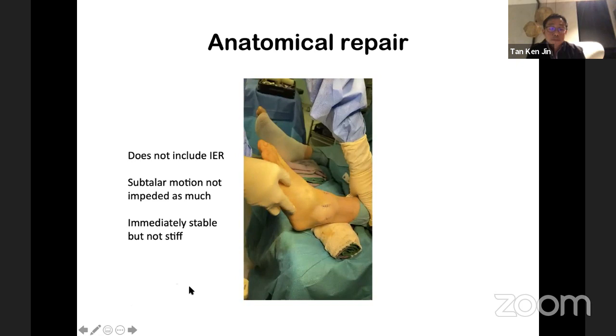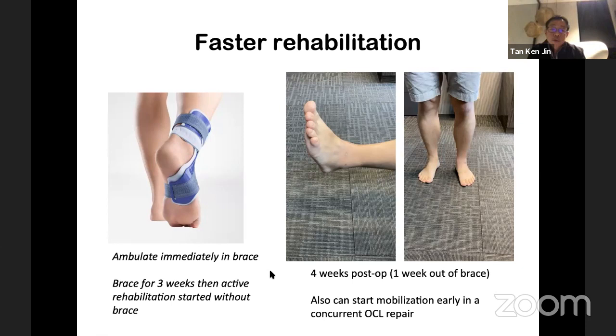So these patients, I'm quite aggressive with their rehabilitation. I allow them to ambulate full weight bearing as tolerated in a brace. So I put this brace on immediately after the repair in the operating room, and they are allowed to weight bear on this brace immediately. They use the brace for 3 weeks, and the sutures are removed around 3 weeks, and the brace is also removed at 3 weeks, and they are allowed active rehabilitation straight after at 3 weeks.